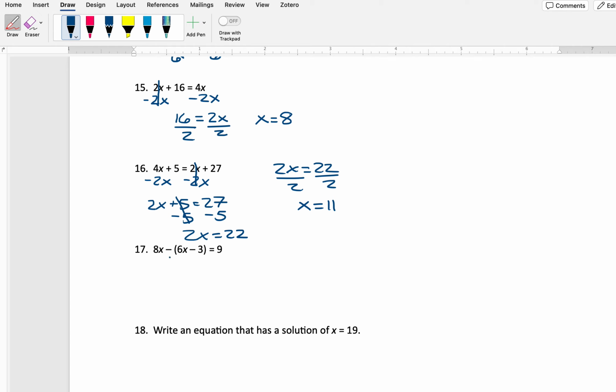Then we have this one with the parentheses. So here, what I need to do is get rid of the parentheses first. And I'm going to do that by distributing this minus sign. And I'm writing over my previous problem. I should have left a little more space, but that's going to be 8x minus 6x, and minus negative 3 is going to change to plus 3.